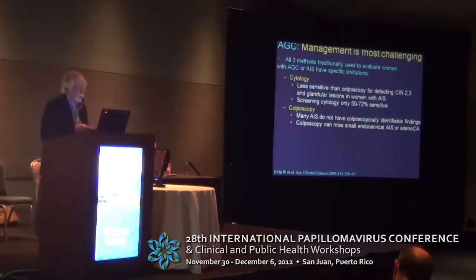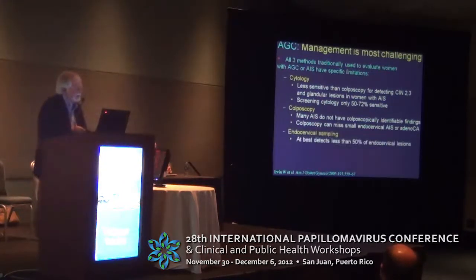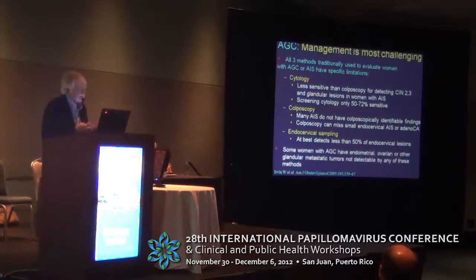Colposcopy can also miss small endocervical adenocarcinoma in situ and adenocarcinoma. And endocervical sampling, at the very best, will pick up about 50% of endocervical lesions. So none of these things are ideal. And certainly HPV testing could miss a lot of disease that's not HPV related, because this is one of the Pap abnormalities, the major one, where you can have non-HPV associated cancers and precancers associated with it, that is endometrial, ovarian, etc.